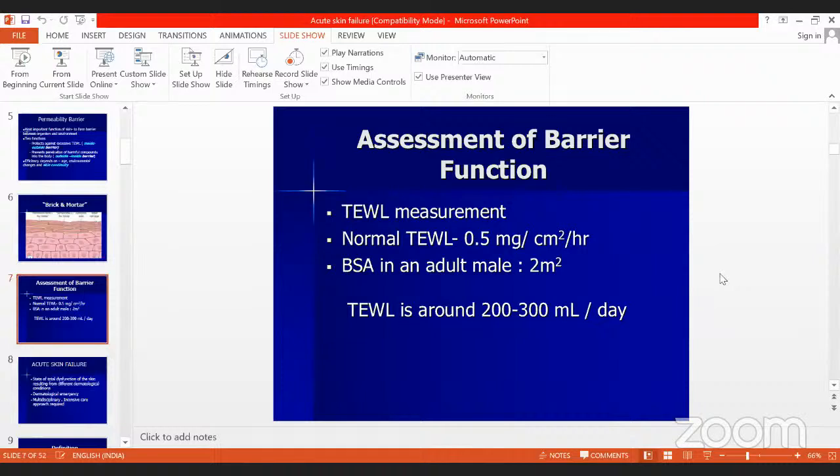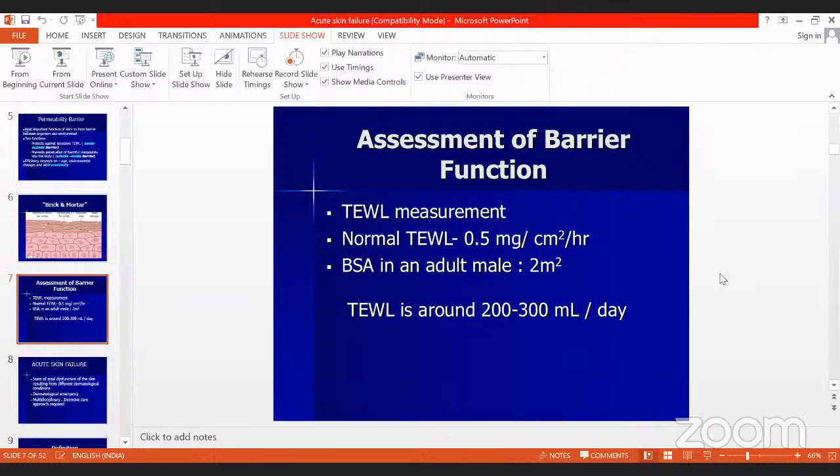Can it be assessed? Yes, it can be. One of the best measurements to assess barrier function is the transepidermal water loss measurement. In a normal human being, the normal transepidermal water loss is about 0.5 milligram per centimeter square per hour. Simply put, in an adult male with a body surface area of about 2 square meters, the transepidermal water loss is about 200 to 300 ml per day.